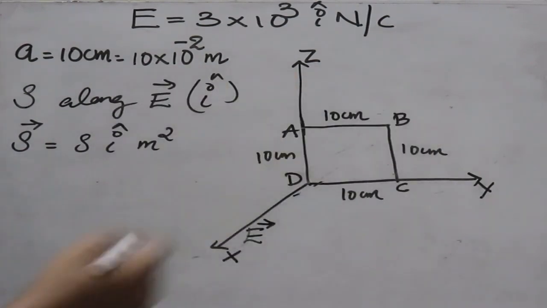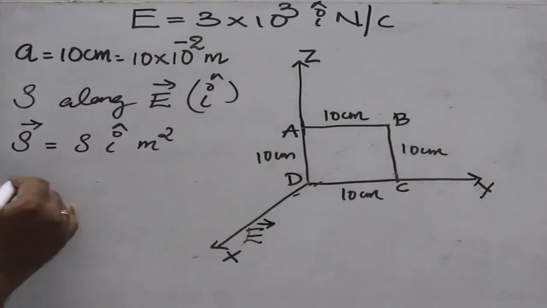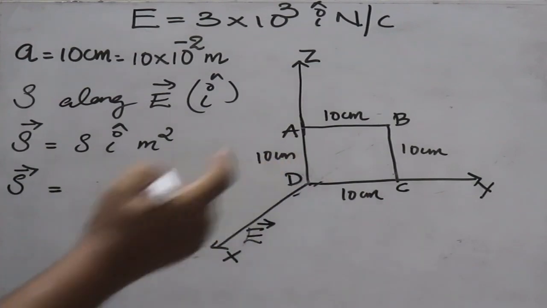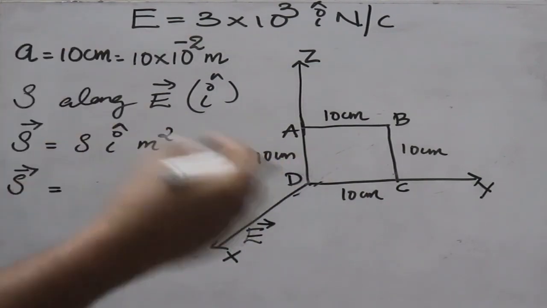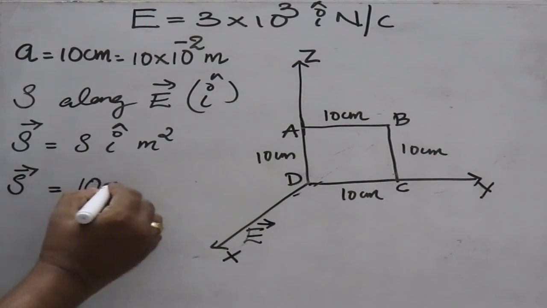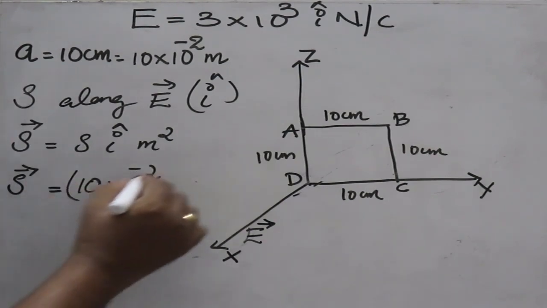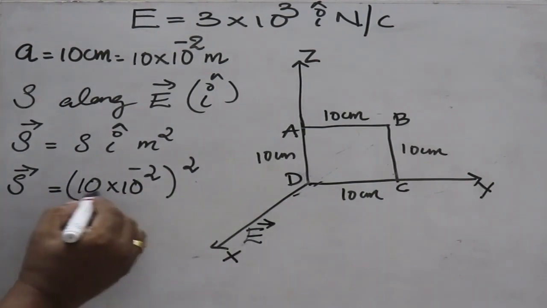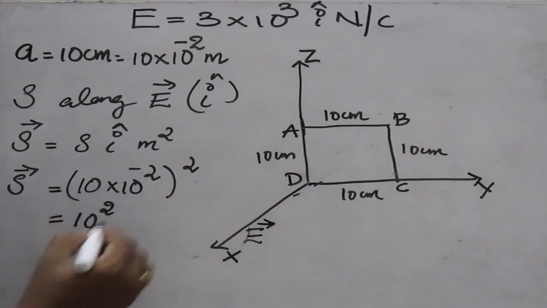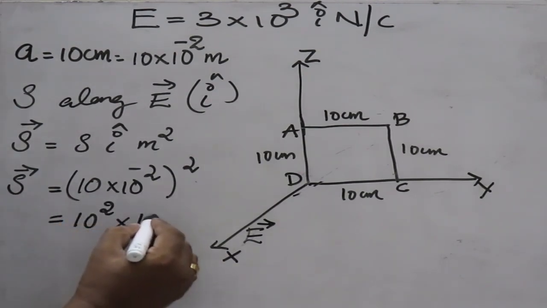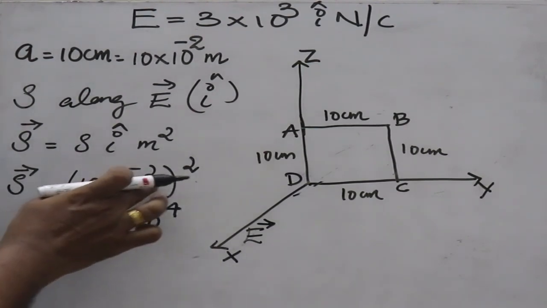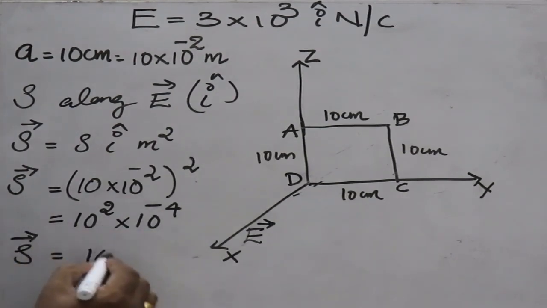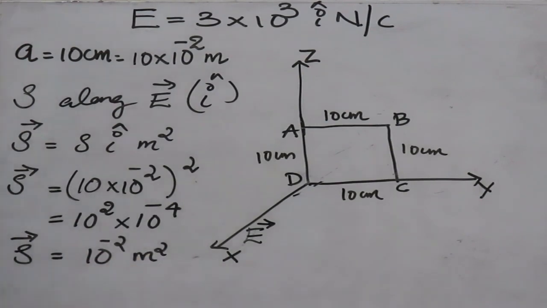The surface is a square, so the area is a into a, that is a square. The side is 10 into 10 raised to minus 2 meters, squared. So what will be the area? The area is 10 square, that is 100, which I write as 10 square into 10 raised to minus 4, that is 10 raised to minus 2 meter square. So this is the area vector.